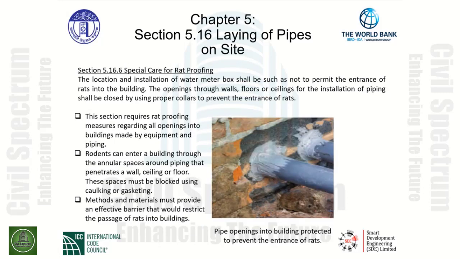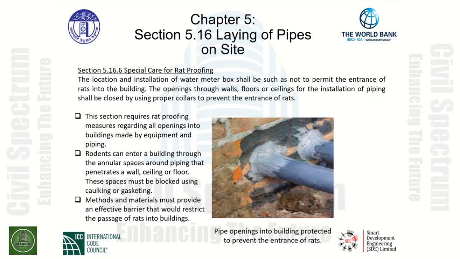Section 5.16.6, Special Care for Rat Proofing. This gives us a section on requiring rat proofing. The location and installation of any water meter box needs to be sealed. It shall be such not to permit the entrance of rats into the building.